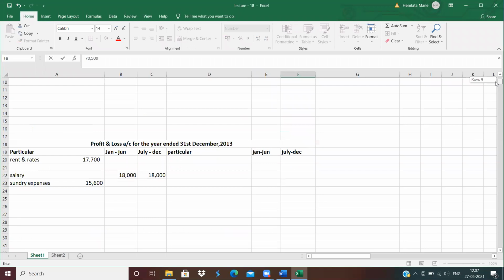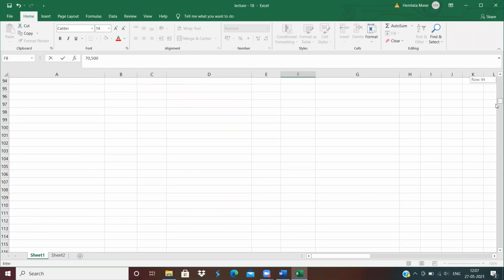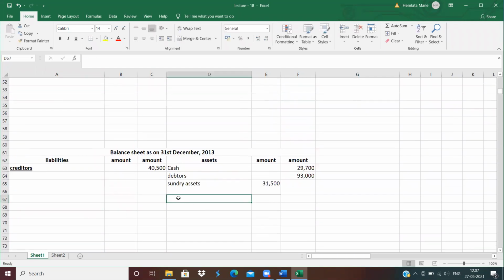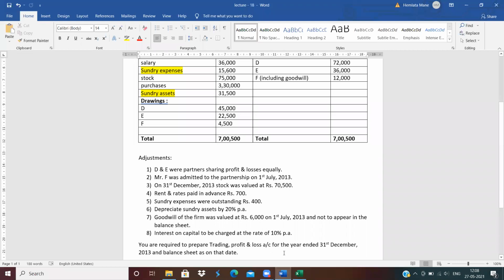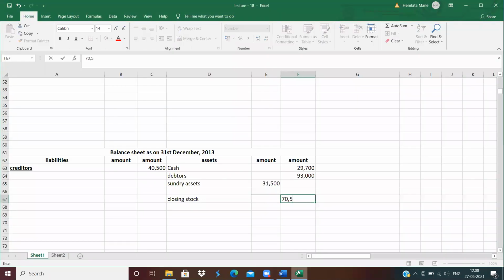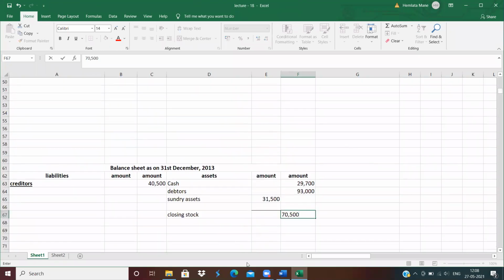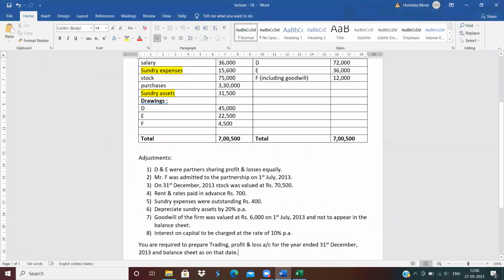Second effect, which side? Second effect is on the asset side. Open the asset side: closing stock. How much is the amount of closing stock? 70,500, right? Clear? First effect, trading account, credit side, and second effect, asset side. Okay? Now the next adjustment: rent and rates paid in advance.